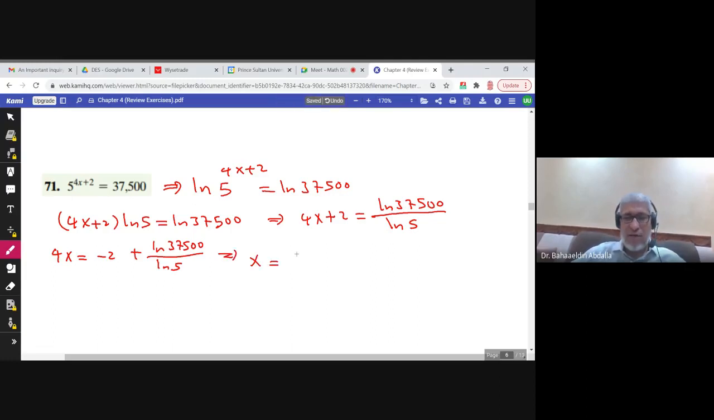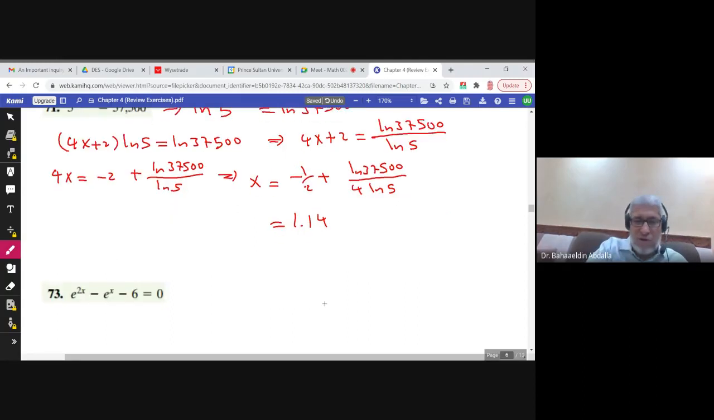So the answer is -2 over 4, which is negative half, plus ln 37500 over 4 times ln 5. And you can use the calculator: -0.5 plus ln 37500 over 4 times ln 5, and approximate your answer to 2 decimal places. So it's 1.135, so it would be 4. So the answer is 1.14.